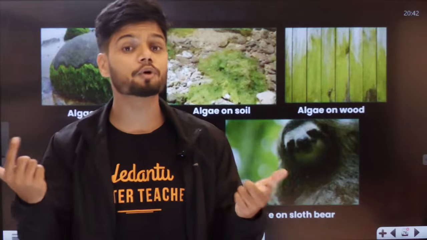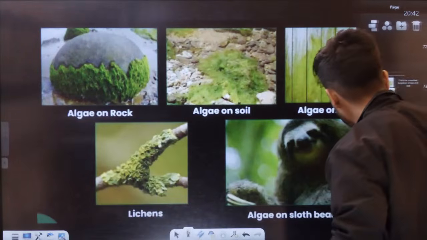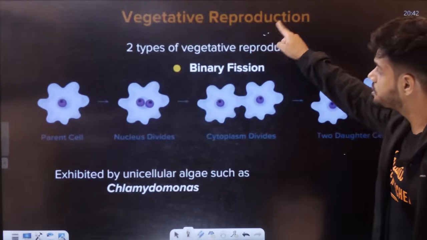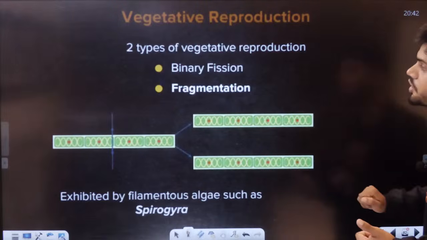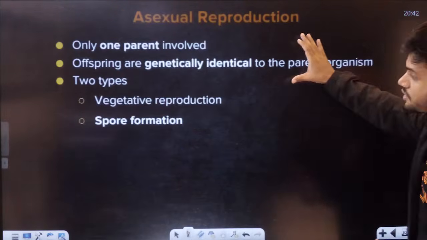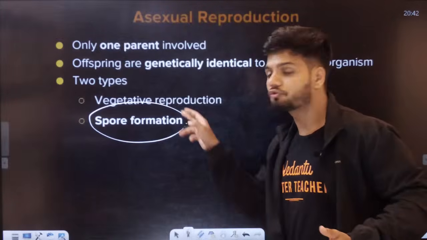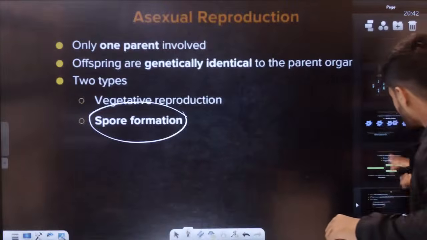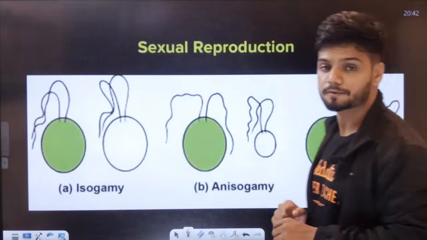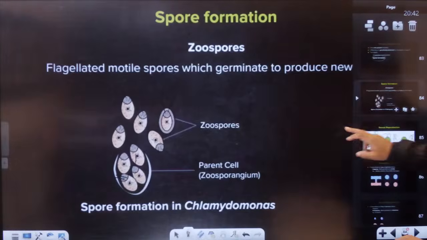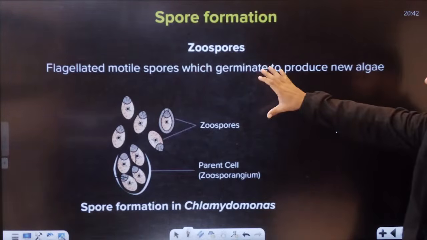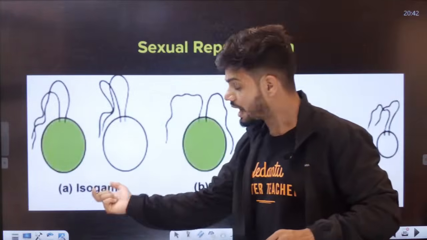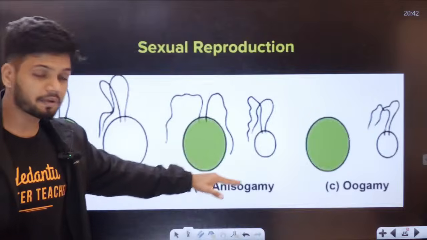Can we classify based on reproduction, students? No. Because they have vegetative reproduction, like binary fission and fragmentation. Vegetative is present here. Asexual is present here, by spore formation. In asexual we can also find zoospore. Sexual is of 3 types here: isogamy, anisogamy and oogamy.